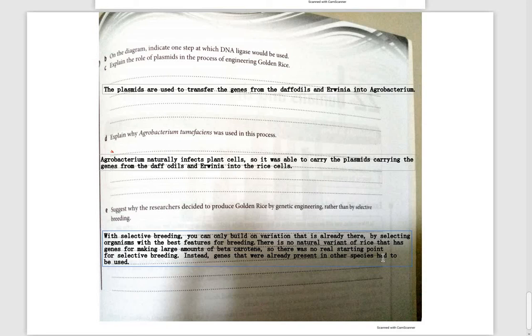But selective breeding is more like selecting certain characteristics of organisms that are already present in nature. Beta carotene is not present in rice plants in very large amounts. So that is why researchers use the genetic engineering process to make sure there's beta carotene present in rice plants, so that there's a good amount of vitamin A production. And that's basically the whole thing on that.